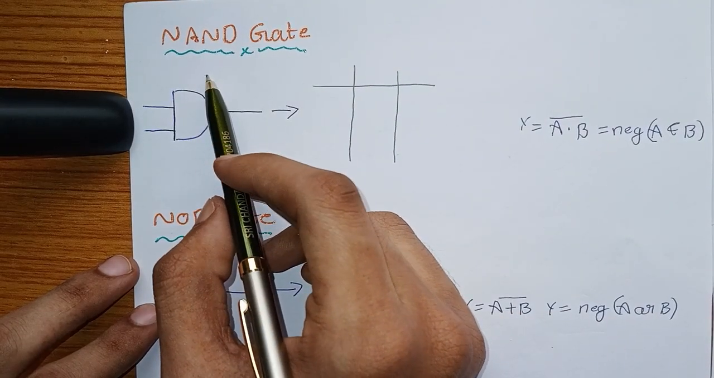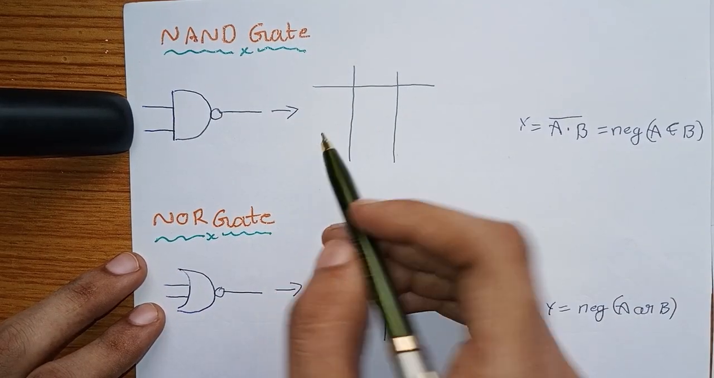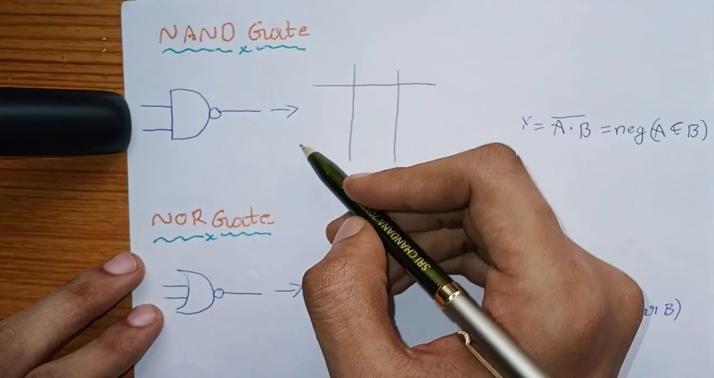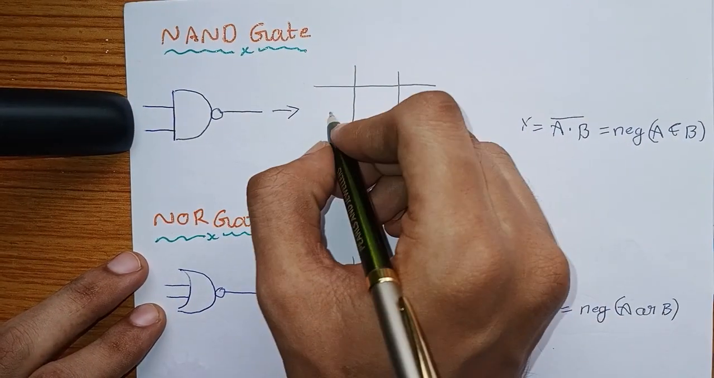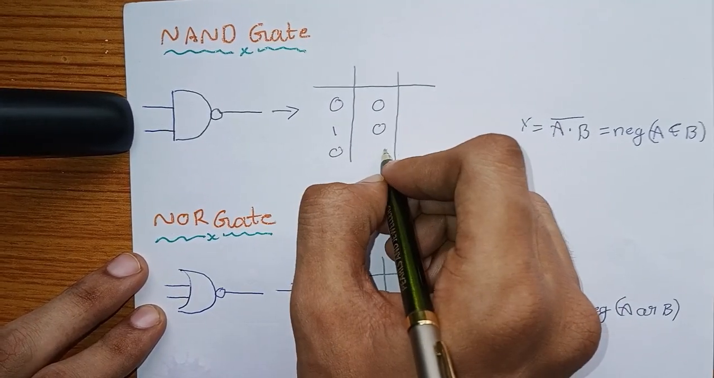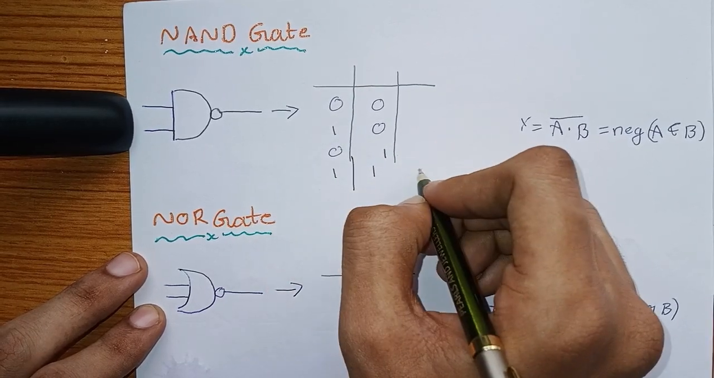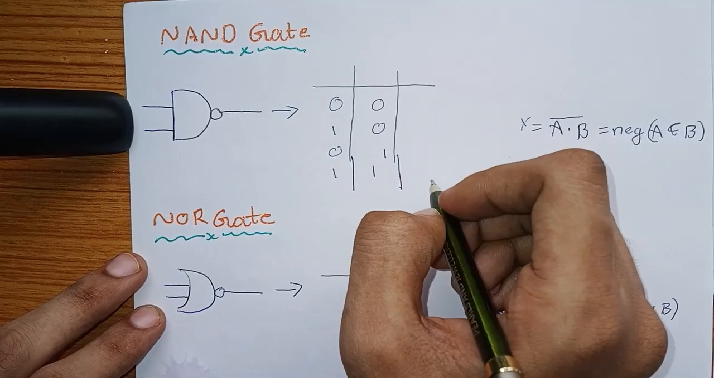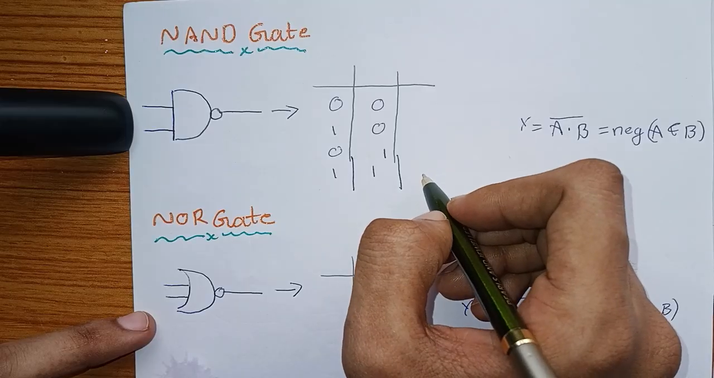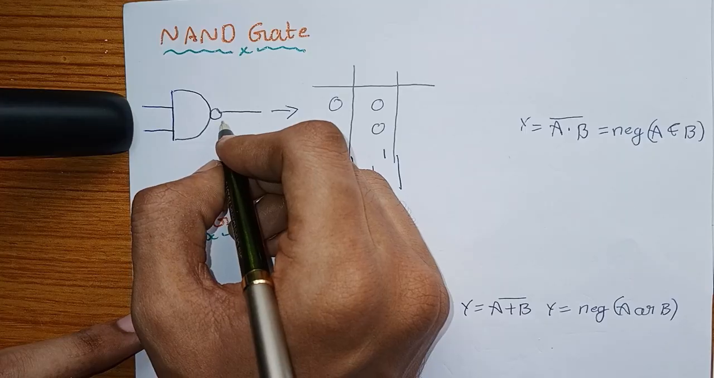Here in the NAND gate, you are seeing this NOT here. So how to write this truth table? Do you remember the AND gate's truth table? Here 0 0, 1 0, 0 1, 1 1 are the inputs which we gave to the AND gate. And what are the outputs that we have got? Here 0 0 0 and 1. But no, here it is reversed, because it has a NOT gate attached to this.